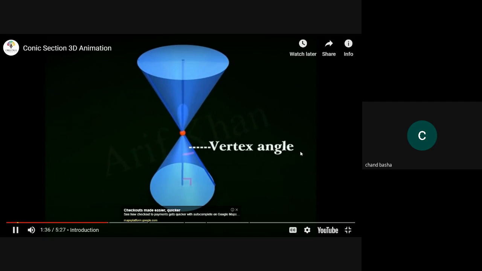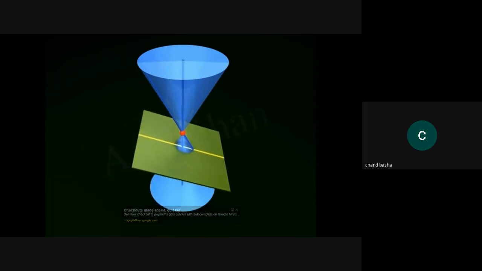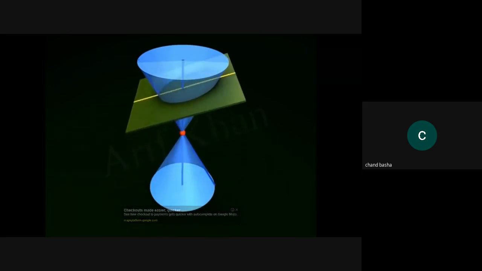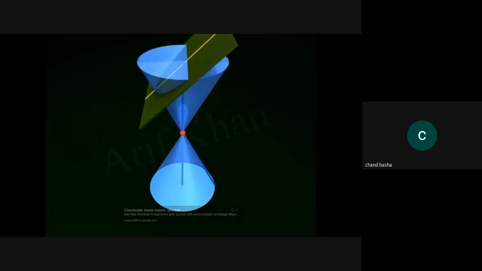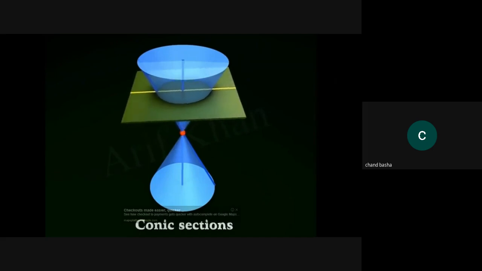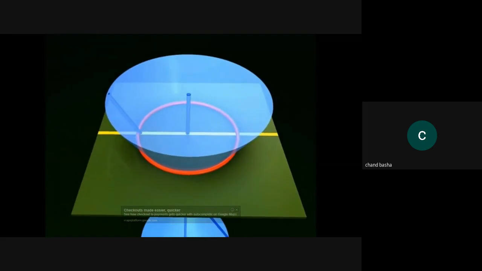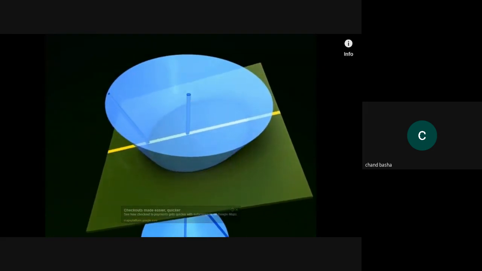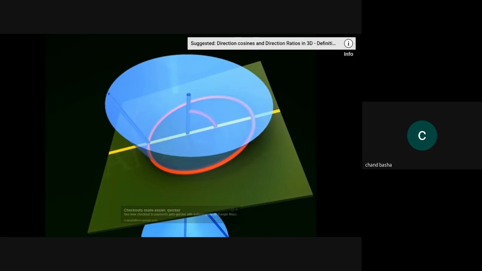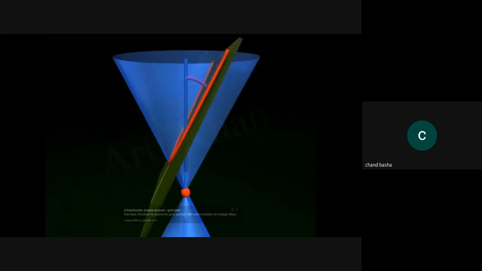The vertex angle. Conic sections. If a plane intersects a double right circular cone, we get two-dimensional curves of different types. These curves are called conic sections. Depending on the angle made by the plane with the vertical axis of the cone, the plane can cut the cone in three different ways.